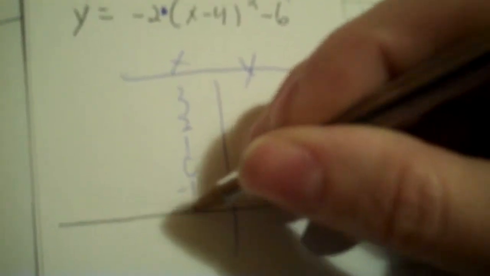And I raise all of those numbers to the power of 2. So 3 to the second's 9, 2 to the second's 4, 1 to the second's 1, 0 to the second 0, and then we're back to 1, 4, 9, because when you raise negatives to the second, the product ends up as back at positive.